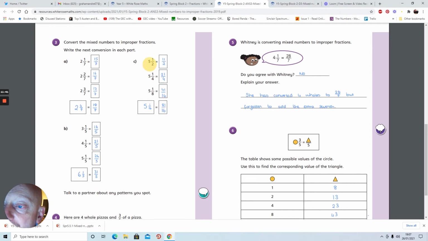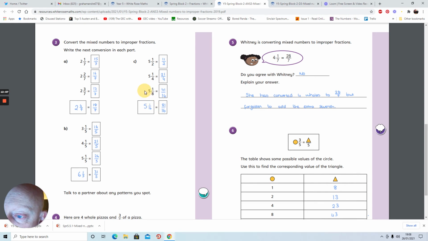Okay, so 5 and 1/2. So we go 5 times 2 is 10. Add the 1 is 11. So it's 11 halves. Now we're working with quarters. So we go 5 times 4 is 20. Add the 1 is 21. So that's 21 quarters. Sort of see a little bit of a pattern going on here as well.